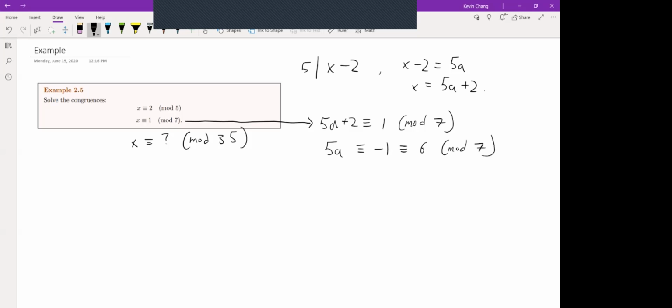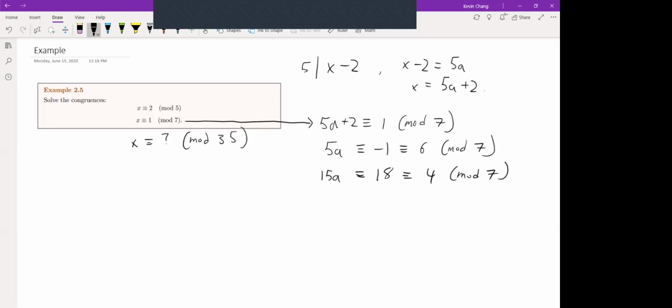To do that, we need to find out what the inverse of 5 is mod 7. We have several options here. We can either use the method I showed you earlier, the extended Euclidean algorithm, or we can essentially guess. Guessing is much easier because 3 times 5 is 15, and 15 mod 7 is 1 because 15 is just 14 plus 1. So we'll multiply both sides of the equation by 3. So 15a is going to be congruent to 6 times 3, 18. It's congruent to 4 mod 7.